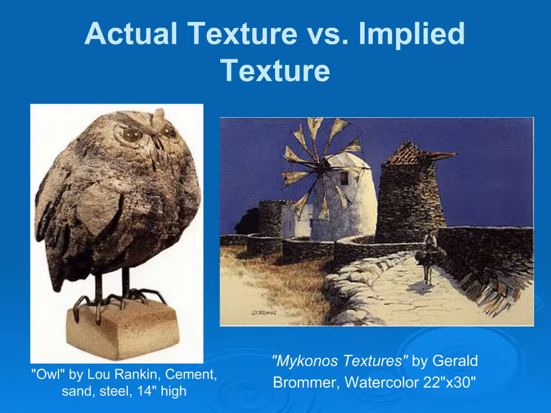And then we have actual texture, which is the owl created by Lou Rankin. This is cement and sand, the bird being cement and the legs being steel, and the eye, and then the different glass eyes. So this three-dimensional work is actual texture that we can touch and we can see. We know it's not a real owl, but the different textures are the things that tend to appeal to us.